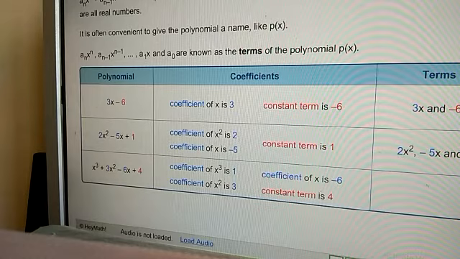As x power 0 is equal to 1, 1 can also be written as 1 into x power 0, like 6 can also be written as 6 into x power 0. Now when you look at the format of writing an algebraic expression, the powers of the variable are written in descending order. Look at the second polynomial, 2x square minus 5x plus 1. Here in 2x square the power of x is 2, in the next term the power of x is 1, and in the next term the power of x is 0, which is not necessary to be shown, but actually this is the way it has to be.